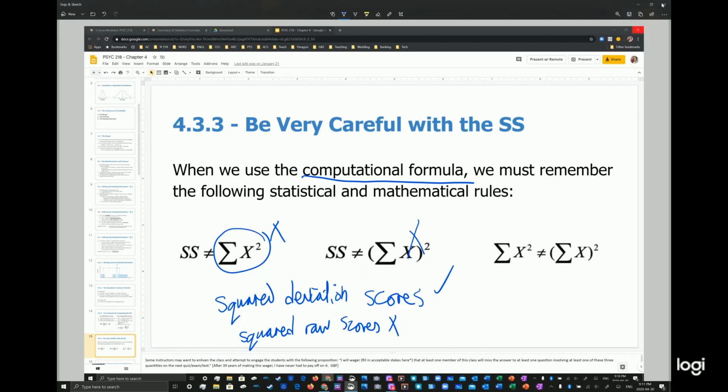Sigma x squared, the first one, when you add up squared raw scores, that's not the same as squaring the sum of scores, which is the second thing here. Sum of, not squares, scores. So these are not the same either. So again, watch out for those.